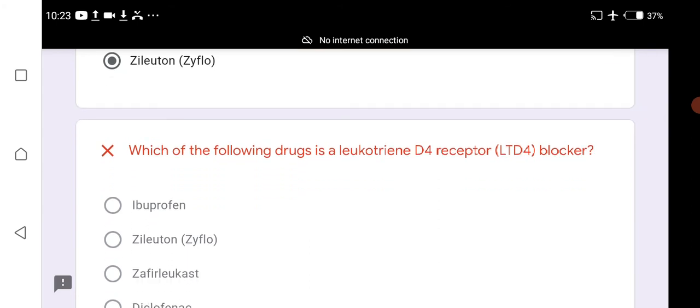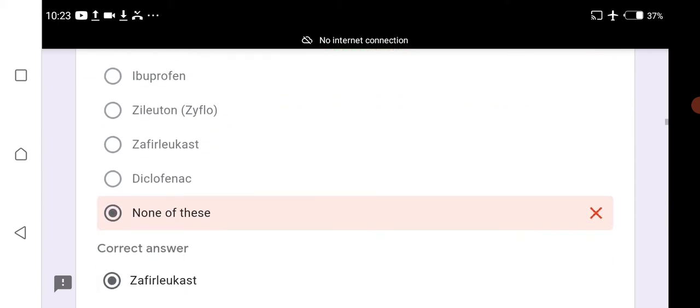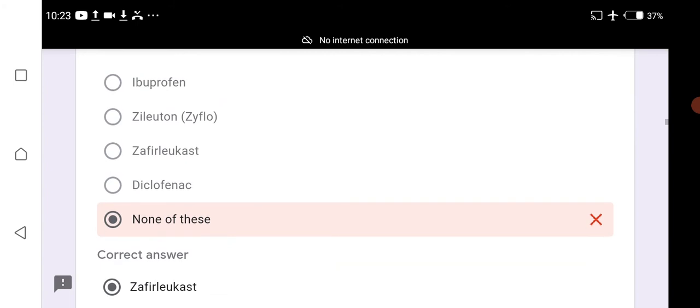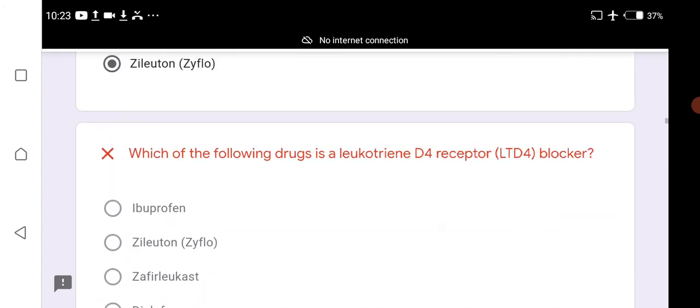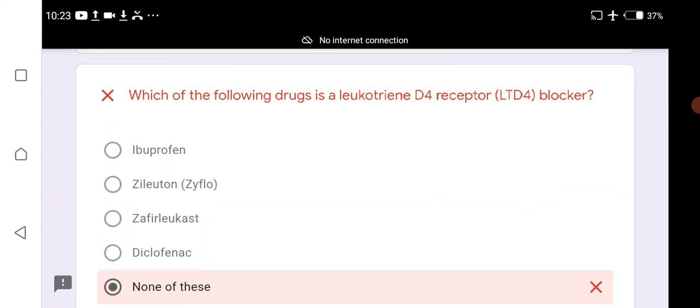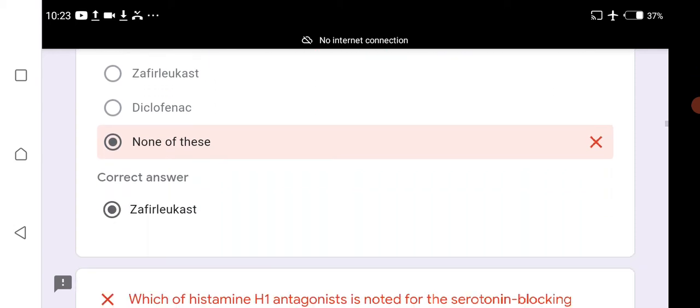Which of the following drugs is a leukotriene D4 receptor blocker? LTD4 blocker. Zafirlukast is a leukotriene D4 receptor blocker.